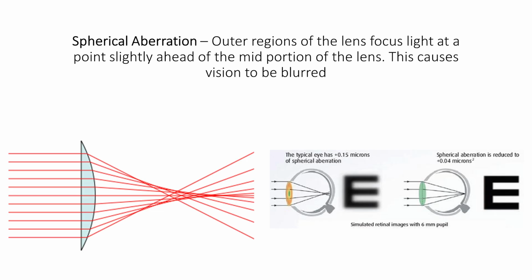Positive spherical aberration, where the outer portion of the lens focuses light slightly ahead of the center of the lens, is common in healthy eyes. And during the process of accommodation, the increased sphericity of the lens leads to a shift to negative spherical aberration.